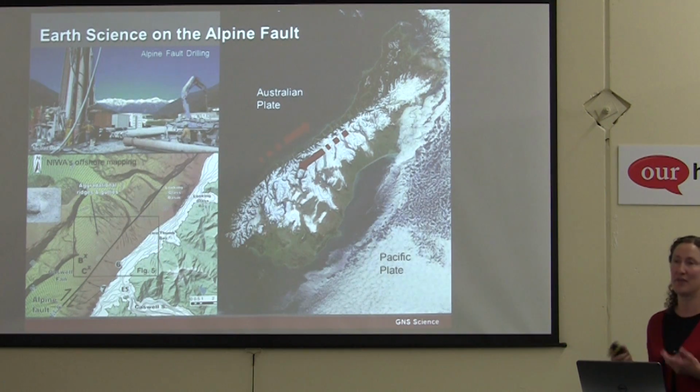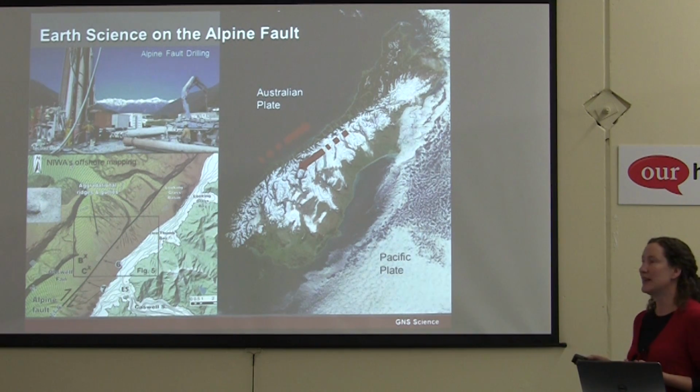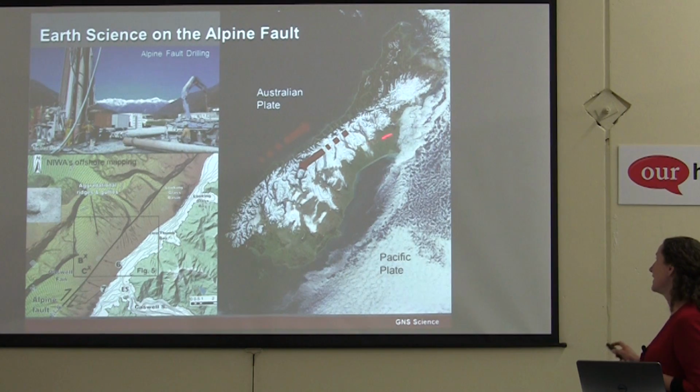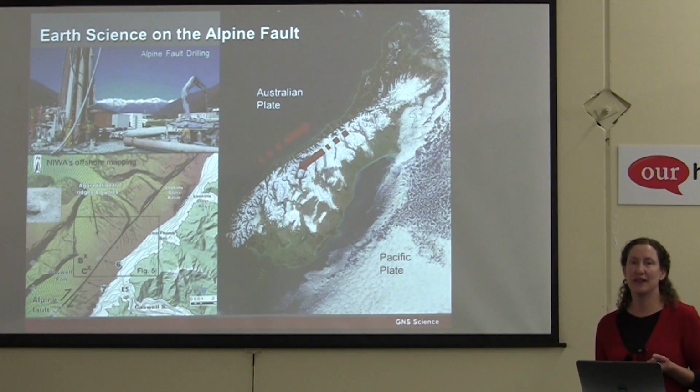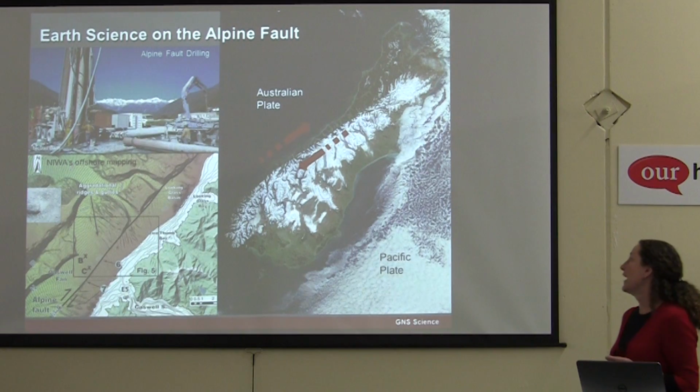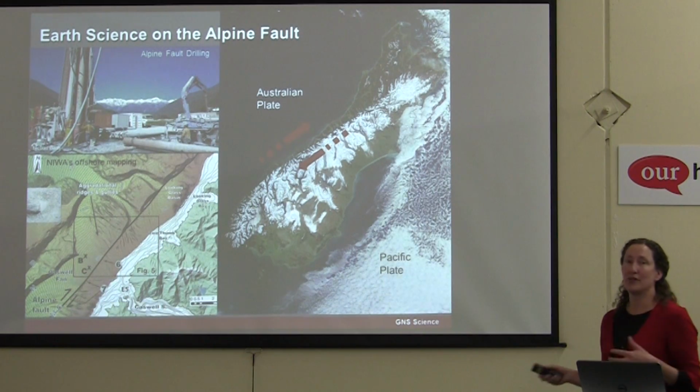Now also we have amazing ways of imaging this fault, so we can look down on it with satellite images, we can drill into it, we can map it offshore. This is some really detailed offshore mapping from NIWA to show that the fault does continue offshore near Fiordland. So there's a lot of research going on around this fault.